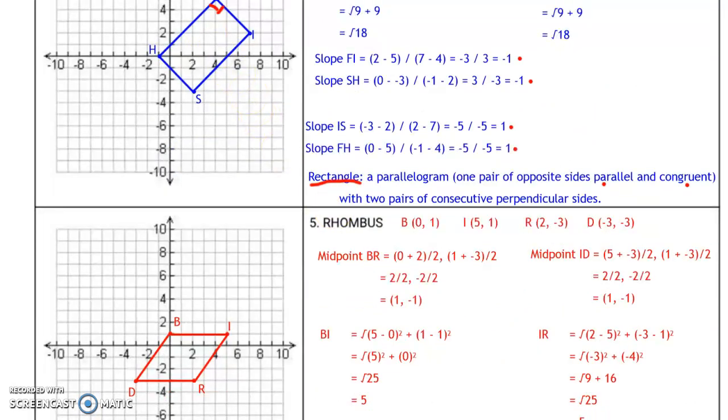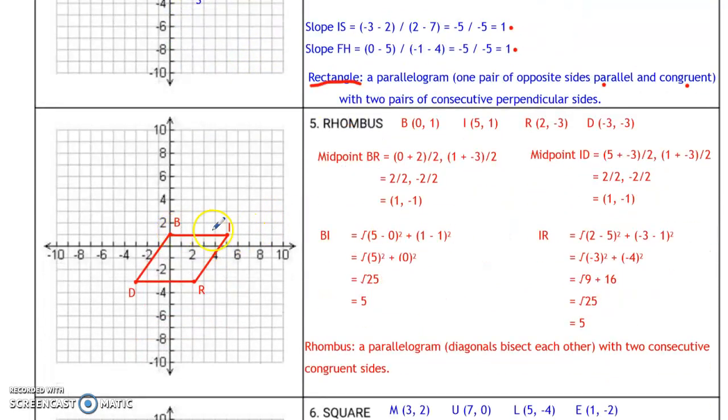For number 5, it asks us to find a rhombus, and I did a boring little horizontal one for this rhombus. It was just BIRD, B-I-R-D. I used a special method to prove that they were parallelograms by using the midpoint formula twice. Now you might think to yourself, well, this is kind of cheating. You can't just find two midpoints and call it a day. It turns out that if you can find the midpoints of these two diagonals and they're the same exact point, that means they meet at that midpoint. That means they bisect each other. Bisect each other means they meet each other at each other's midpoints.